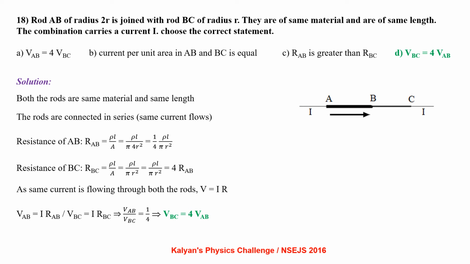Resistance of AB, rho L by A, comes out to be 1 by 4 rho L by pi r square. Resistance of BC comes out to be rho L by pi r square, that is 4 times resistance of AB. As the same current is flowing through both the rods, we can apply V equals I R: VAB equals I into RAB and VBC equals I into RBC. Taking the ratio, VAB by VBC comes out to be 1 by 4, so VBC equals 4 times VAB.